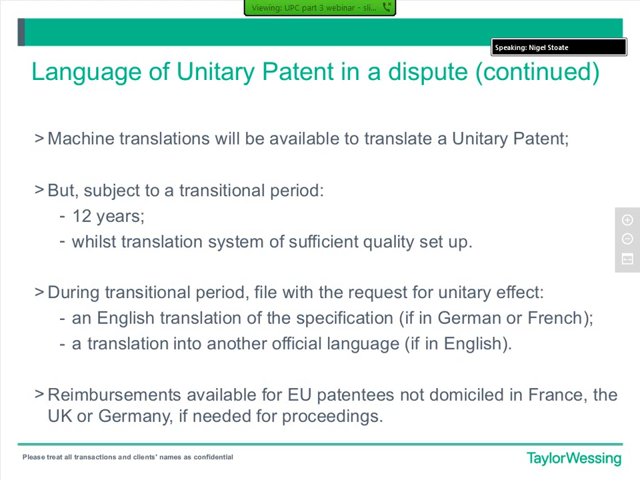Where it's necessary to communicate the content of the patent in other languages, high-quality machine translations will be available. However, the translation regulation provides for a transitional period of currently 12 years whilst the machine translation system is set up and quality is established. And during this period, if the language of the proceedings before the EPO is French or German, a full translation of the European patent specification must be provided into English.